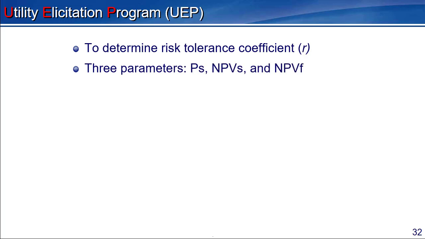There are 3 investment parameters, as we saw in the earlier decision tree: PS, probability of success, NPV of success, and NPV of failure. A planned enhancement is an option to replace the 2 single-point NPV outcomes with a continuous NPV outcome distribution.